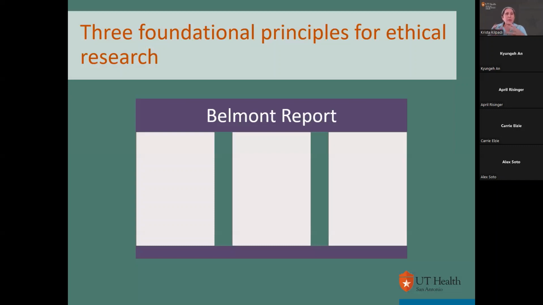And the Common Rule is based on 3 foundational principles for ethical research, which are found in a report called the Belmont Report. And these principles that we try to adhere to are respect for persons, first of all, which means that people should be able to make their own decisions about what happens to them, unless they're unable to make those decisions for themselves, in which case we need to protect them.